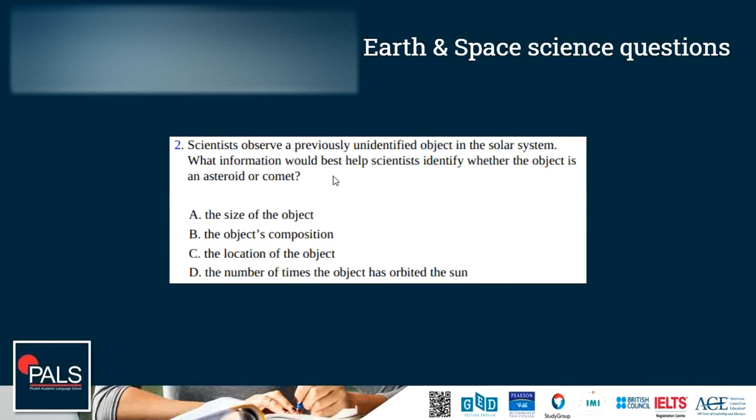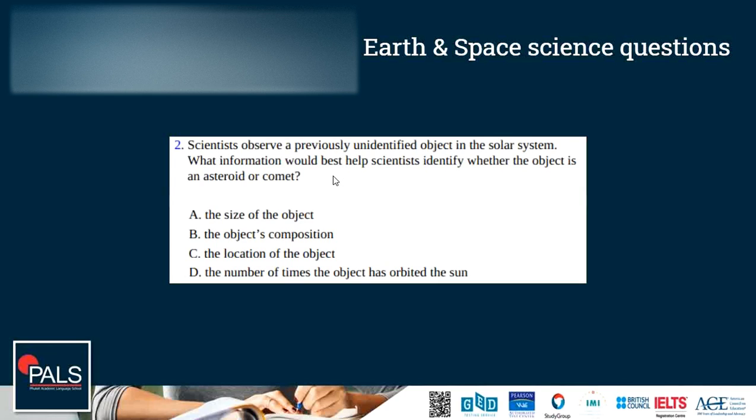Question 2. Scientists observe a previously unidentified object in the solar system. What information would best help scientists identify whether the object is an asteroid or a comet? The size of the object's composition, the location of the object, the number of times the object has orbited the Sun. So the main difference between asteroids and comets is their composition.